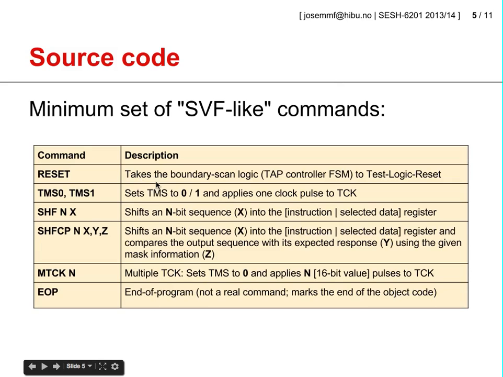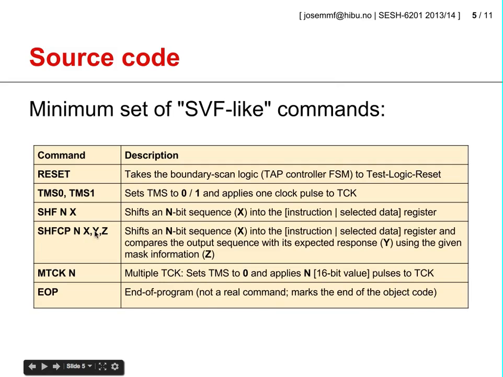Reset, as the name indicates, is used to reset the boundary scan logic, so it will take the BST logic into the test logic reset state. TMS0 and TMS1 will be used to move from one state to another in the test access port controller state transition diagram. Shift will be used to scan a bit stream called X containing n bits into the selected scan chain.